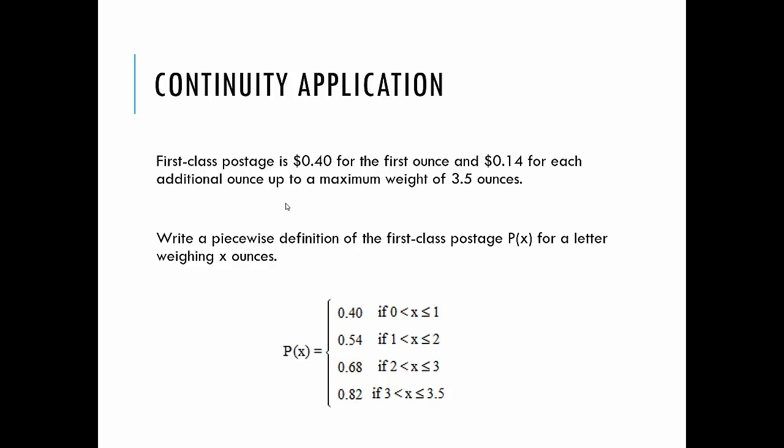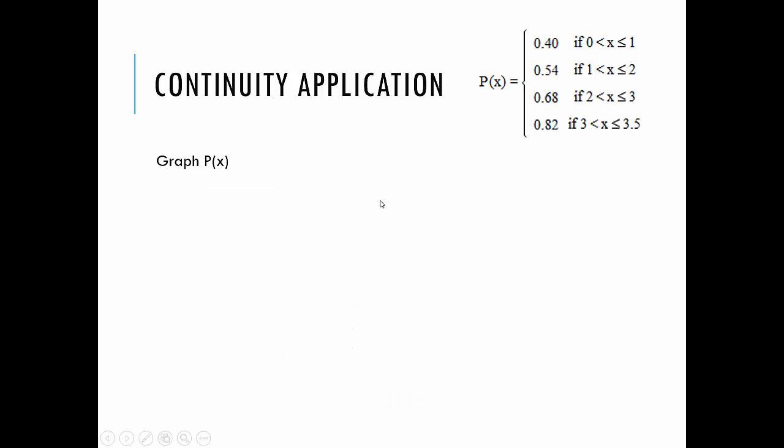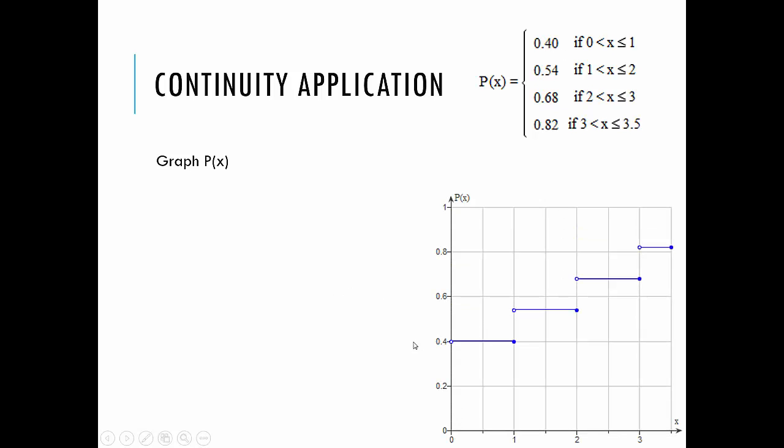So we looked at this piecewise function, and how could we graph something like this? Well, each one of these is a constant, right? Because 0.40 is just the function y equals 0.4. Then the next one, 0.54. Now notice these open circles, because on this left-hand side, it can't equal those. And so this is what the piecewise function would look like.